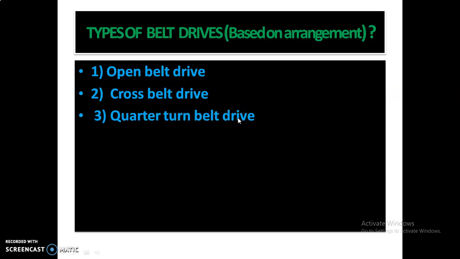So let us see one by one. What is open belt drive? What happens in the open belt drive? What is cross belt drive? What happens in the cross belt drive? According to our syllabus, we have only these two, open belt drive and cross belt drive. We don't have quarter turn belt drive in our syllabus. So this is out of syllabus. So we will discuss only open belt drive and cross belt drive.